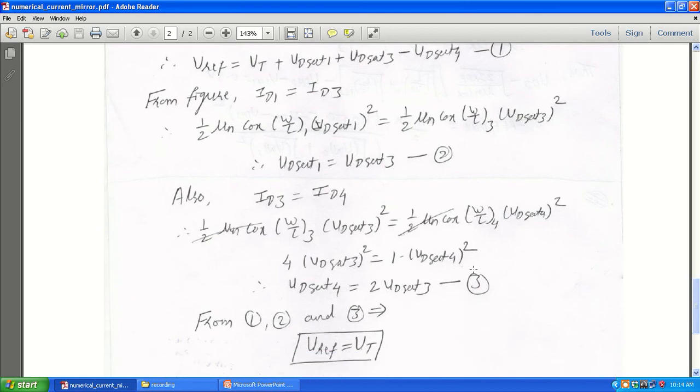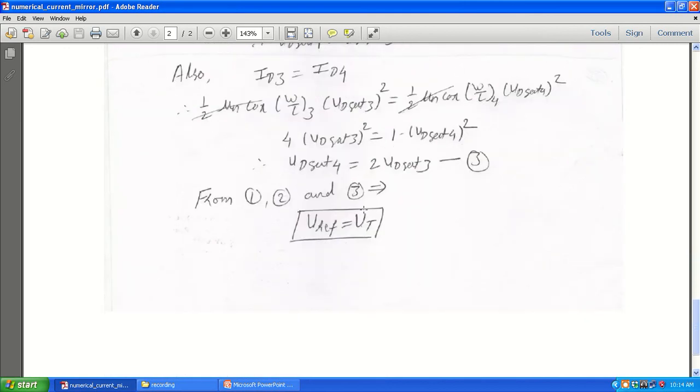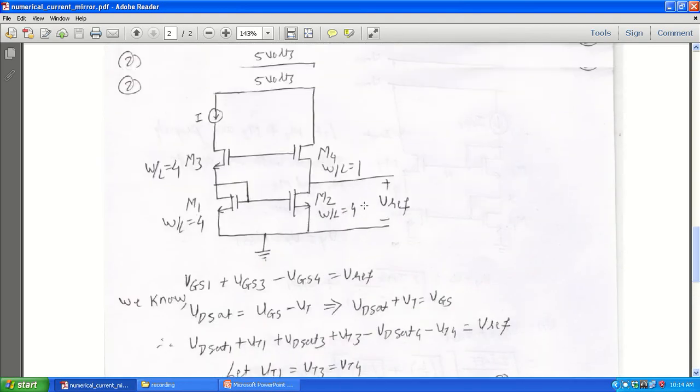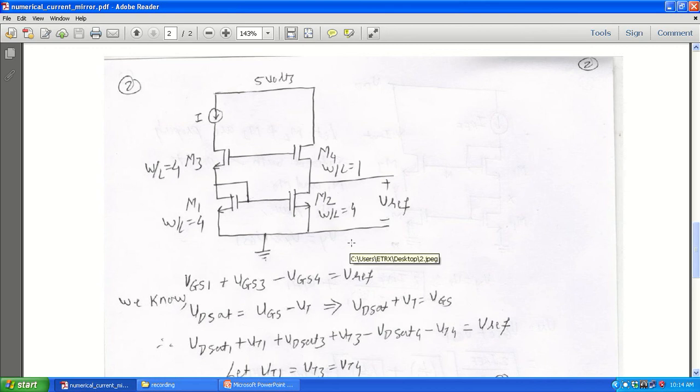Now from 1, 2 and 3 you can get Vreference is equal to VT. Thus the output voltage VDS, which is equal to the reference voltage, is equal to the threshold voltage VT.